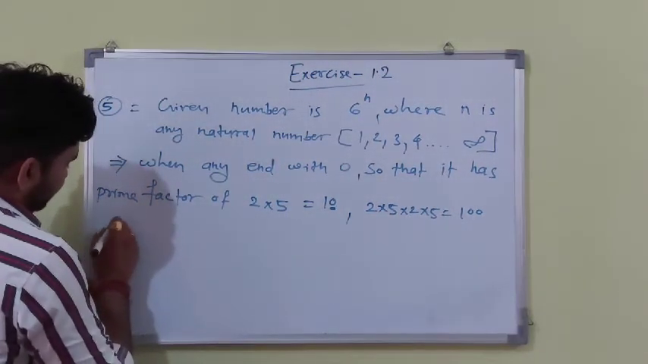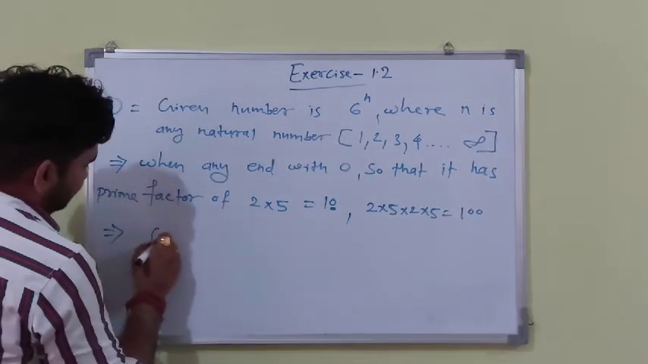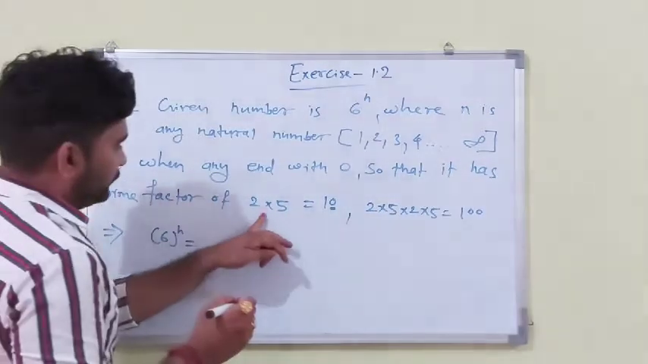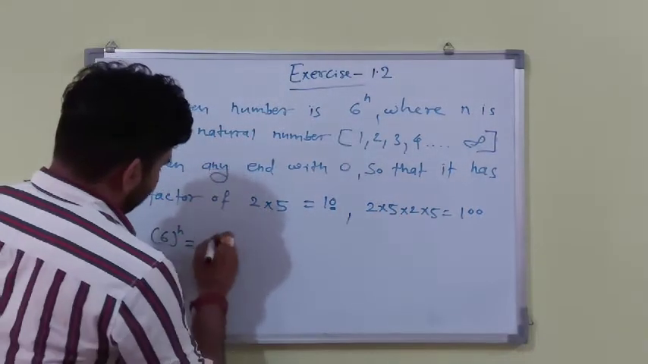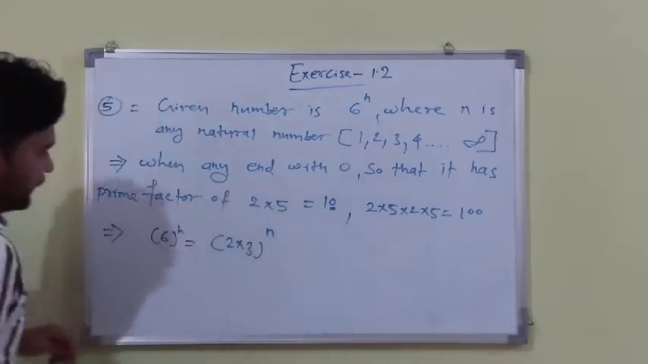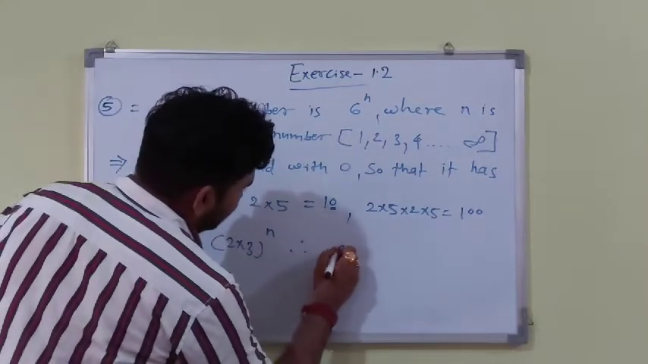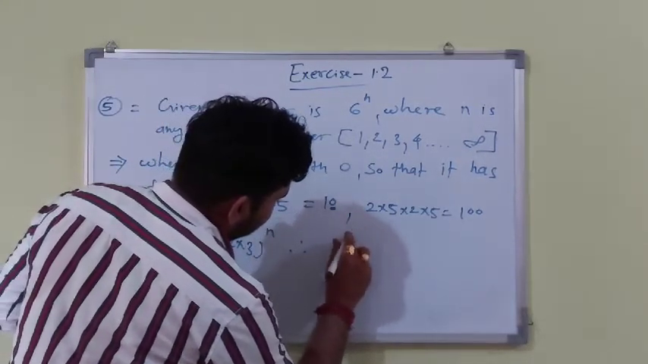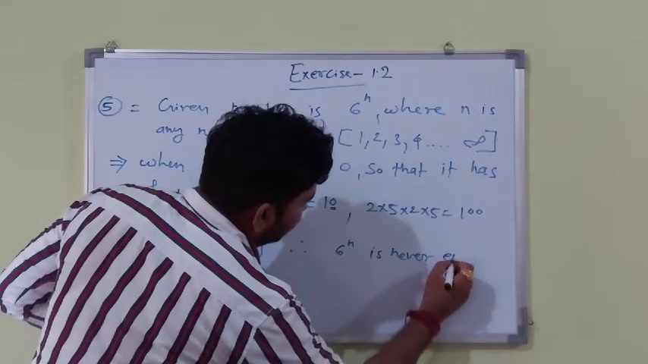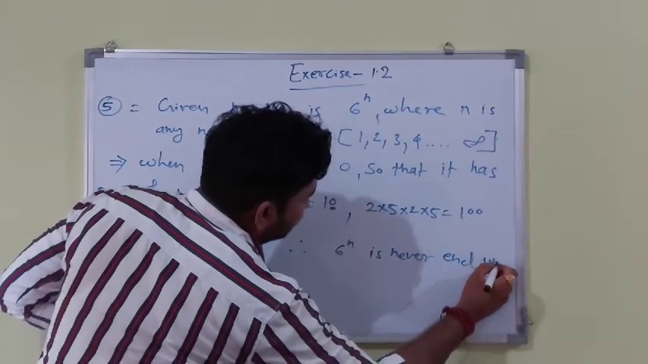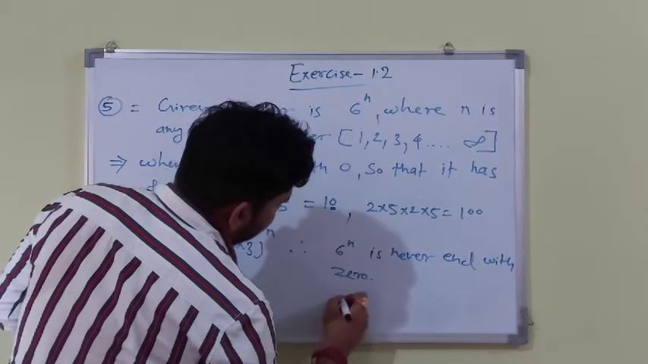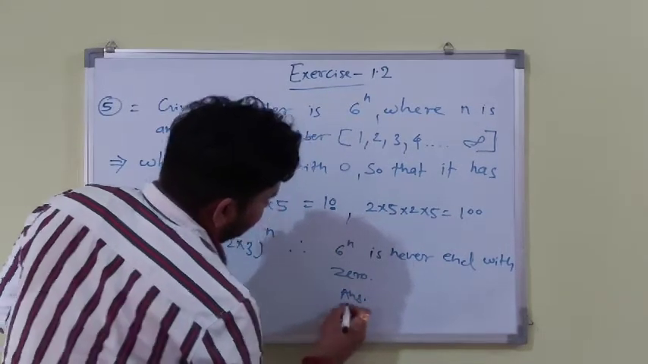6 to the power n: does it have prime factors of 2 and 5 or not? It has 2 multiplied by 3 to the power n. Therefore 6 to the power n never ends with 0. This is our answer.